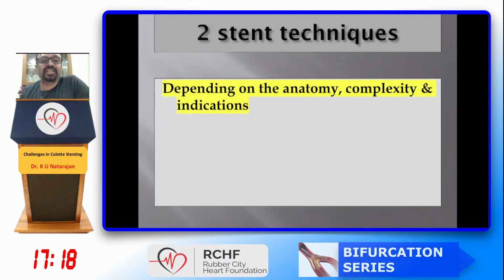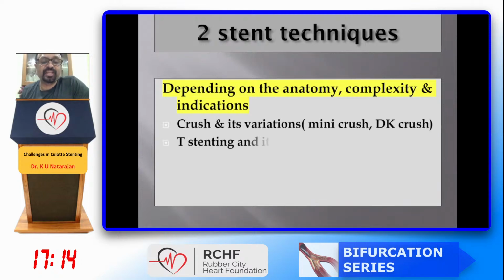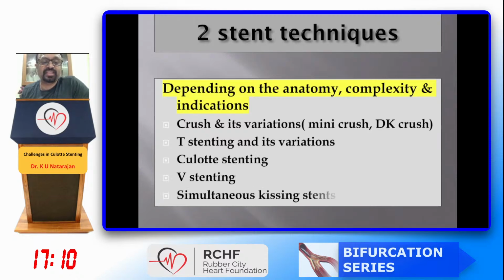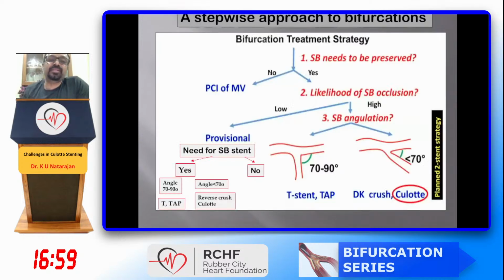The two-stent techniques depend on the anatomy, the complexity and the indications: crush and its variations, T-stent and its variations, Culotte stenting, V-stenting, and, not very popular in today's time, simultaneous KISS stenting or the Y-stenting strategy. For the purpose of this discussion, we will restrict ourselves to Culotte stenting. This is a stepwise approach to bifurcation disease.